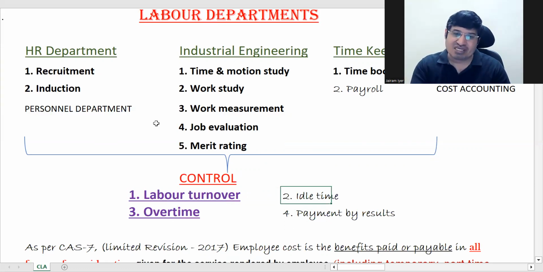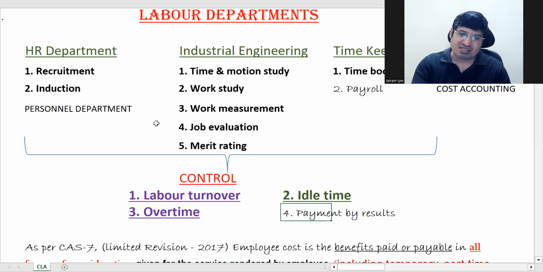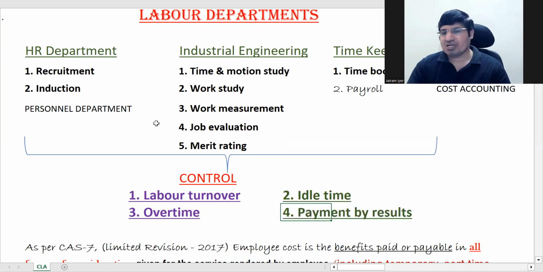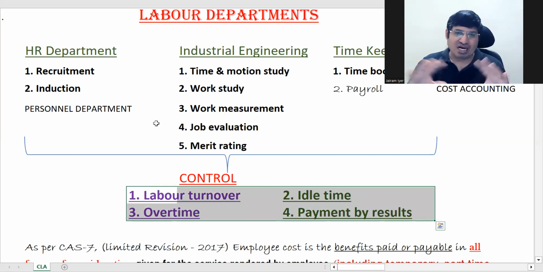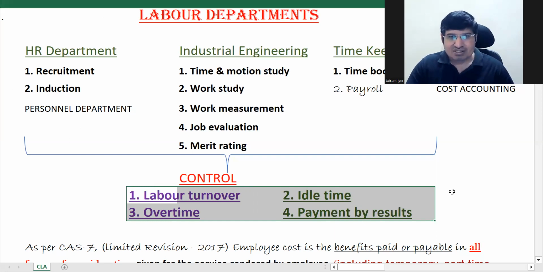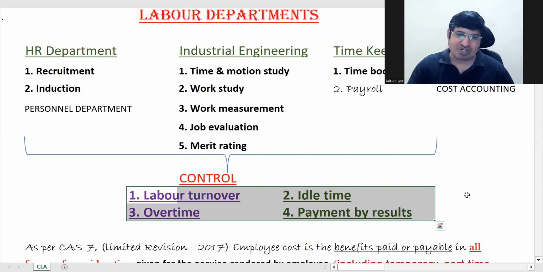Idle time, when the worker is getting paid but is not working at that point of time. So that is wasteful hours, idle time, and payments by results. This is another section which we'll study a little later on. This talks about various calculations of various bonus methods and all that. So all these things are used for control of labor cost. How? This is what we are going to see in this chapter. What you're seeing in this diagram is basically what we are going to expand in this chapter.